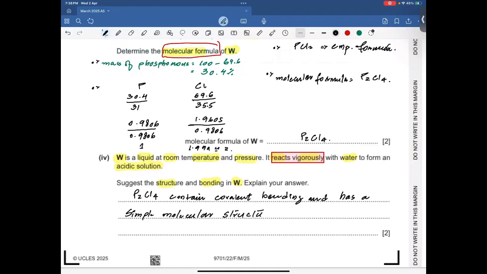Why? Because it can easily hydrolyze with water. If it was an ionic compound, it would dissolve, right? Instead of a vigorous reaction. Because it is hydrolyzed with water. And also, it is a liquid at room temperature and pressure, which means it has a low melting and boiling point.